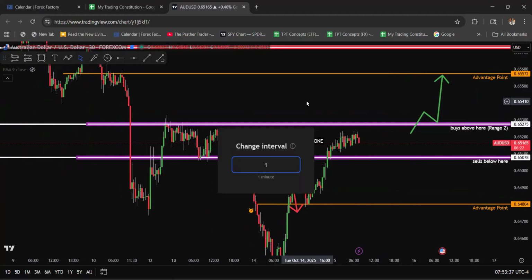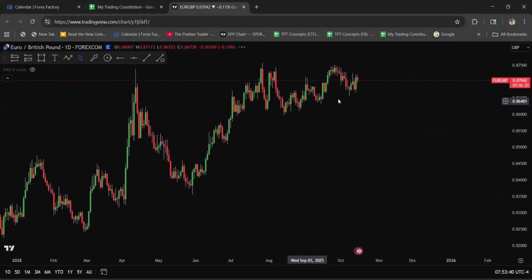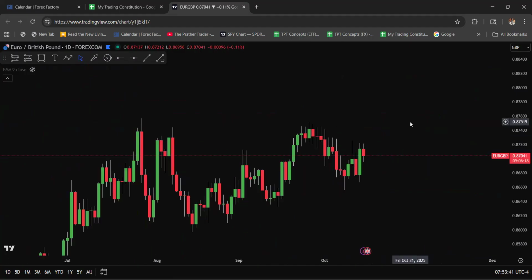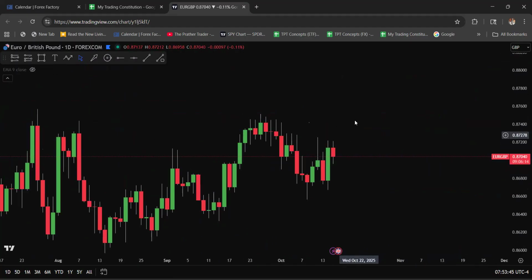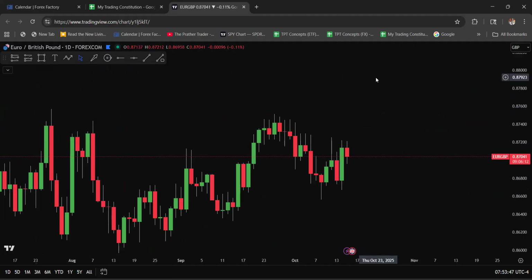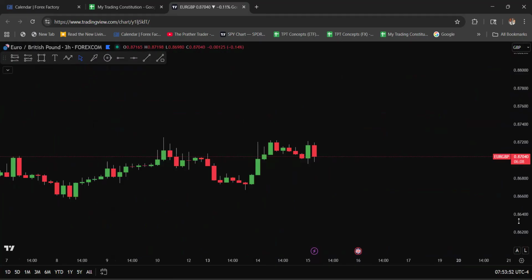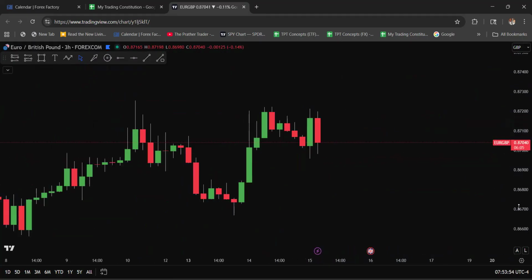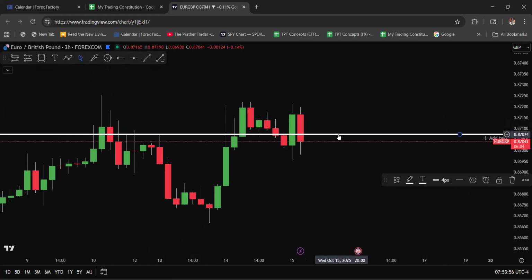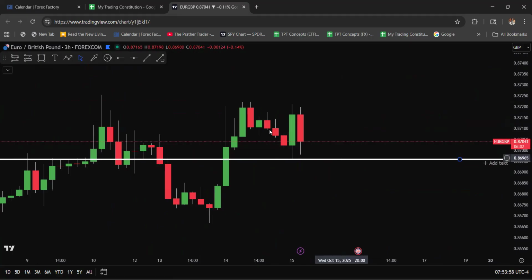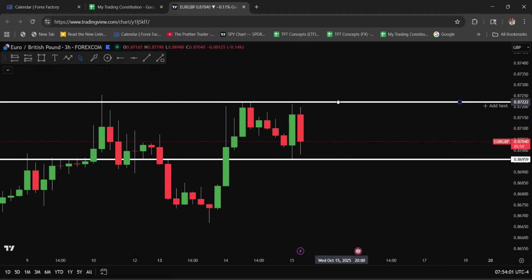Let's go to EG. Okay, again, the previous daily candle closed bullish, and we are trading above the 9-period EMA. So let's go down to the 3-hour time frame. This candle closes in 7 minutes, and it looks like it's trying to close bearish. Let's go to the low of the previous candle and the high.